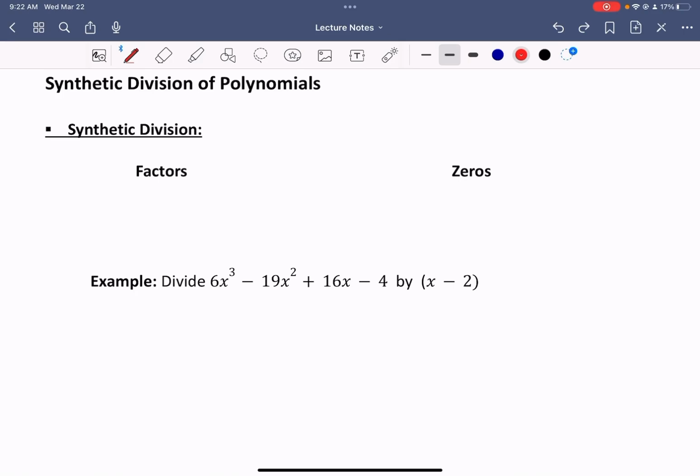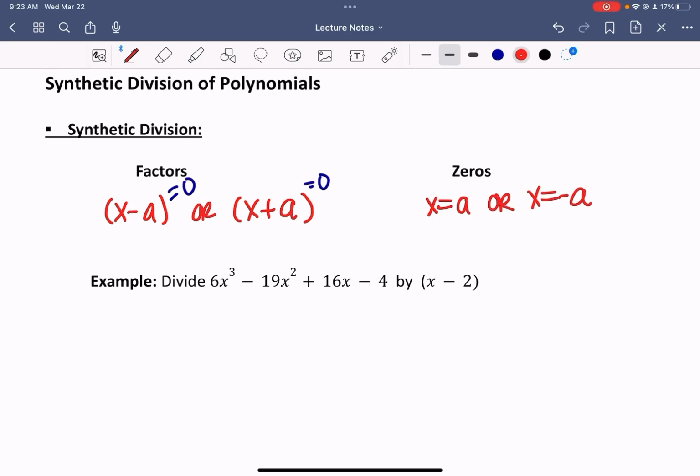It only works when you are dividing by factors like x minus a or x plus a. It only works when you're dividing by these linear factors. So we're going to work with these factors. If we take these and set them equal to 0, we can see what the zeros are, which would be x equal to positive a or x equal to negative a correspondingly. So we're going to use the zeros in order to work this division.